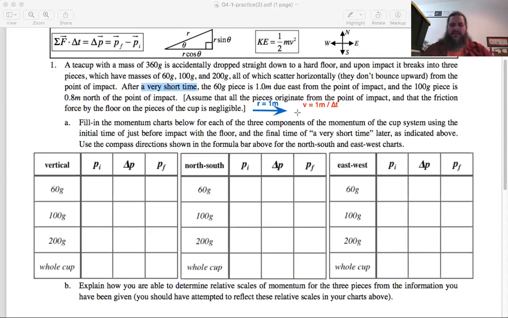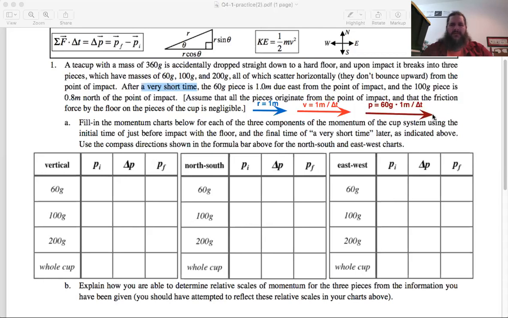Yeah, same direction. So the velocity of this object is going to be 1 meter divided by delta t. And then how would you convert that to momentum? Right, multiply that by the mass, which in this case is 60 grams. Usually we would convert the masses to kilograms, but in this case, everything's in grams, and it doesn't really have to interact with any other measurements. So I would just leave these in grams.